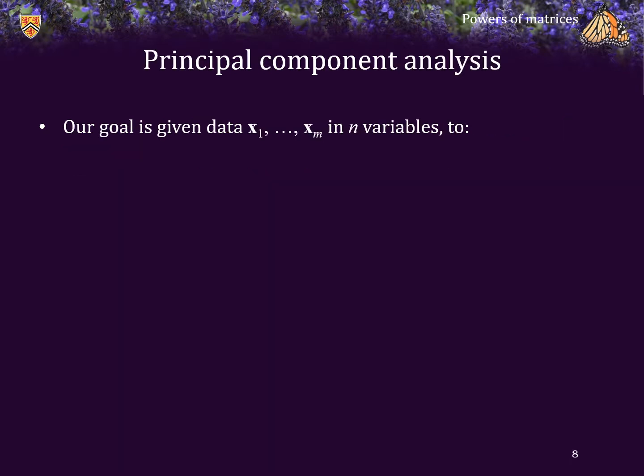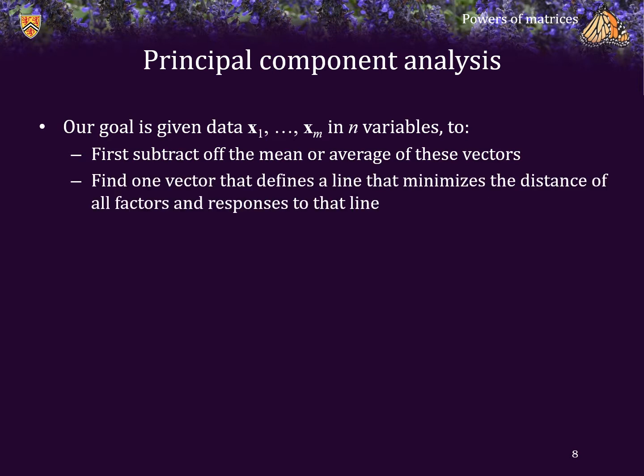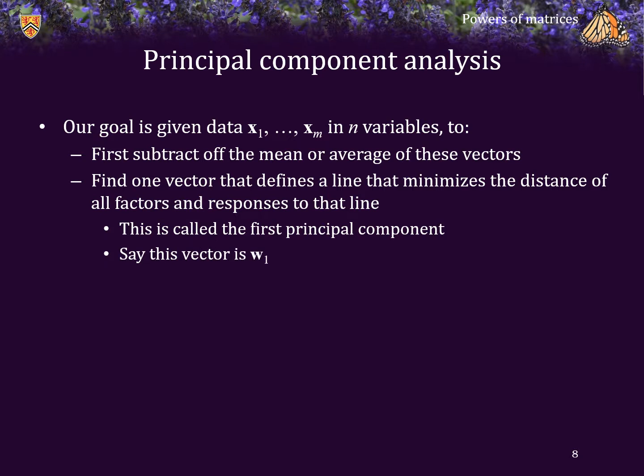So our goal is, given m data items, each with n variables or readings, be they factors or responses, what we will do is as follows. We will first subtract off the mean or average of this collection of vectors. What this does is it centers the data around the origin. We will then look for subspaces that are optimal for describing the relationships between this data. So, to do this, we will find one vector that defines a line or subspace that minimizes the distance of all factors and responses to that line. Now, this is called the first principal component. Let's say that this is of some vector w1.